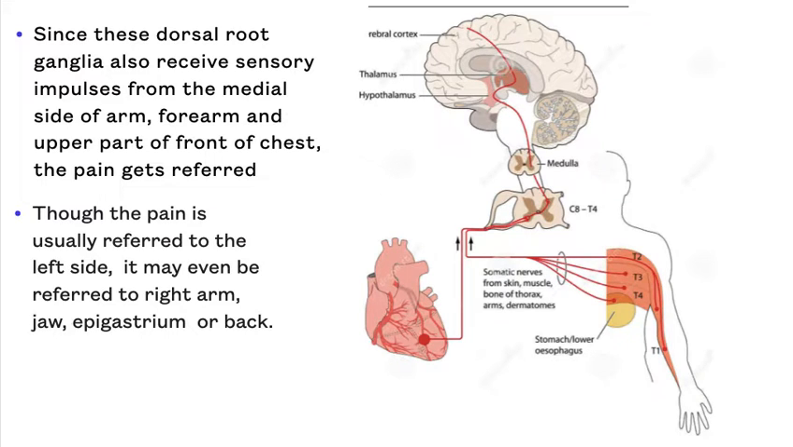Since these dorsal root ganglia also receive sensory impulses from the medial side of the arm, forearm, and upper part of the front of chest, the pain gets referred. Though the pain is usually referred to the left side, it may even be referred to the right arm, jaw, epigastrium, or the back.